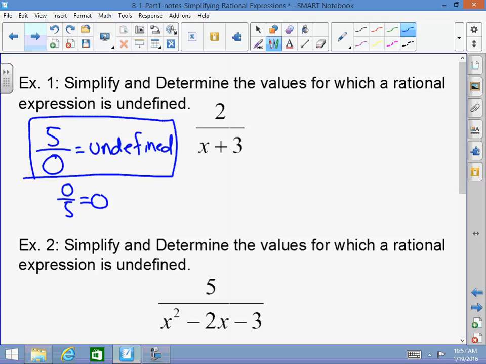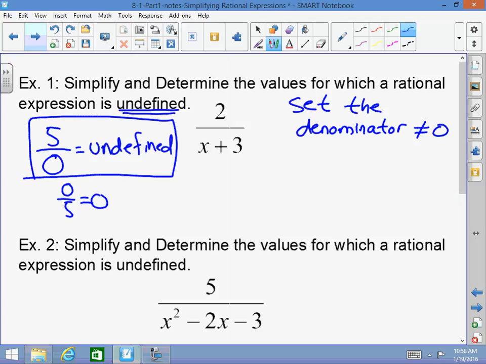So in order to find or determine the values for which a rational expression is undefined, very simple: set the denominator to not equal 0. That's what I want to find. I want to find what values of x are going to make the denominator equal to 0. And those are the values of x that cannot be valid.